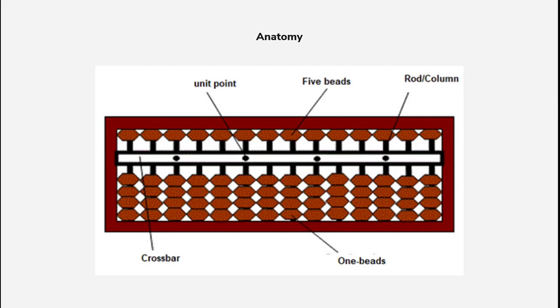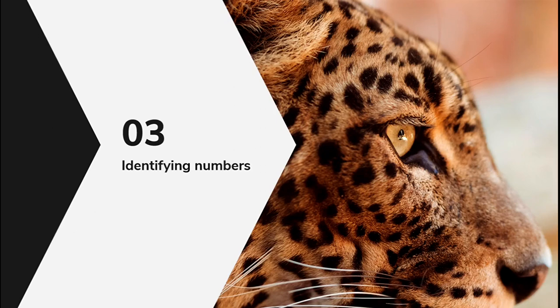There are also several columns, each representing different digit places. For example, as we move from the right side of the abacus to the left, we increase the digit's place value by 1. So we go from ones, to tens, to hundreds, to thousands, and so on. This concept is very important for further calculations. With that said, now we will be learning about identifying several numbers.